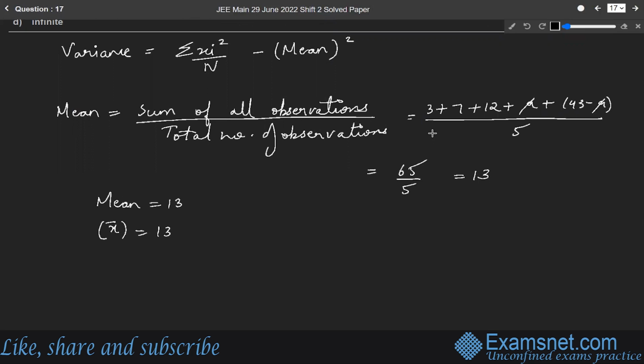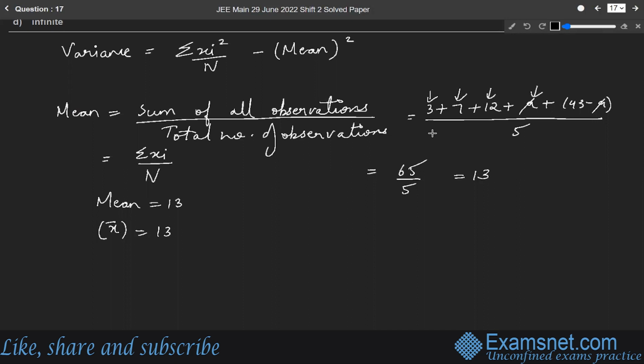And basically what is mean? It is actually the sum of all the observations upon the total number of observations. So it can also be denoted as summation of xi. What is xi? Xi is all the values, this is terms 3, 7, 12 and so on. Summation of xi means summation of all these terms, divided by the total number of observations. Total number of observations is n. So mean is denoted in this way too.